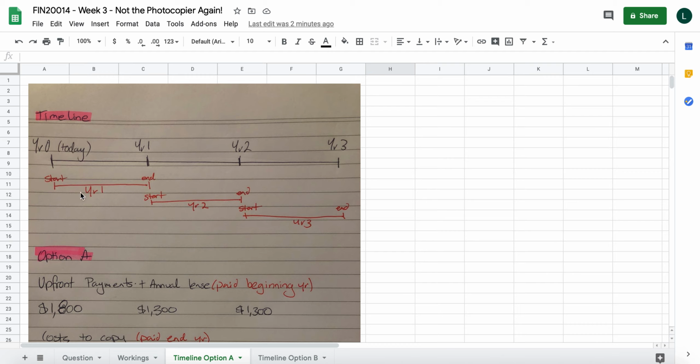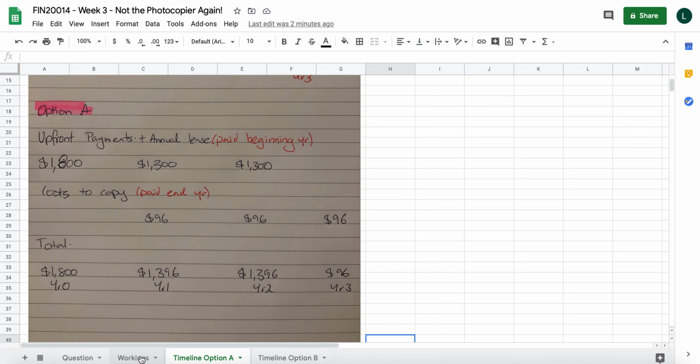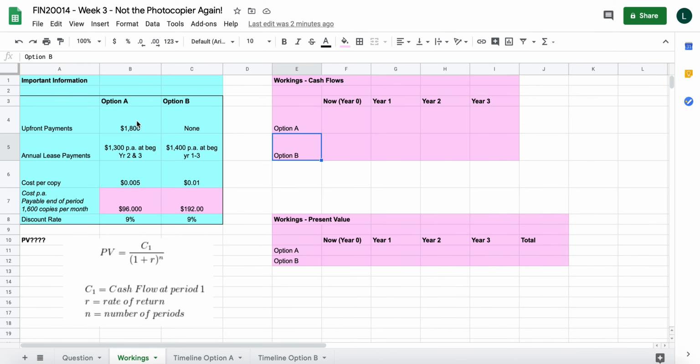What I've also shown here is this period here is year 1. The start of year 1 is here and the end of year 1 is here. Super important to know because remember, payments are made at the start and then some are at the end. So this is option A here. So if we jump back, we've got an $1,800 payment, that's upfront, so that's year 0.